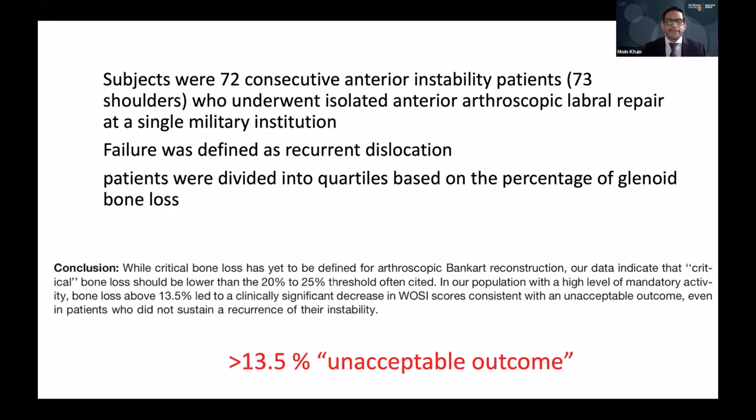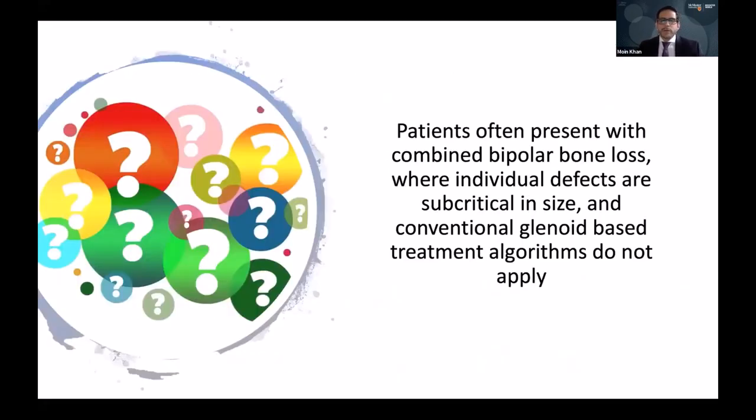And what did they find? They found that patients that had bone loss more than 13.5% actually had an unacceptable outcome. So instead of that 20 to 25% threshold that is commonly discussed, maybe we are definitely overestimating that glenoid bone loss. So I think it's important to recognize that patients present not just with glenoid lesions, they present with bipolar bone loss. So glenoid and humeral bone loss, where individual defects are subcritical in size and conventional glenoid-based treatment algorithms do not always apply.